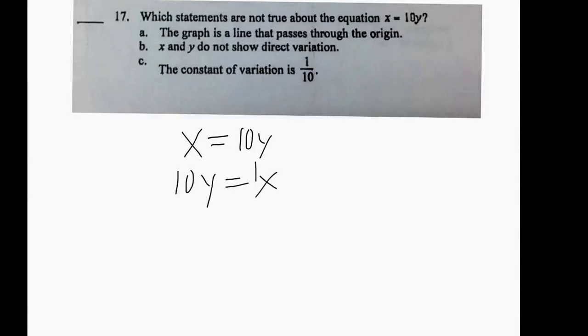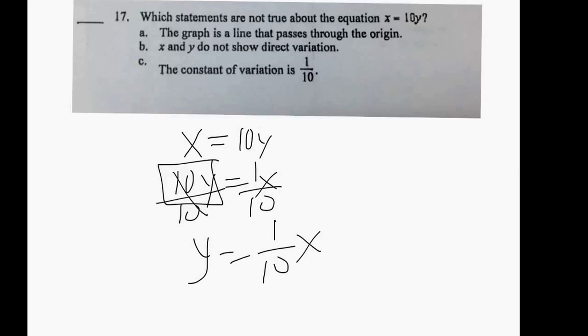So which statements are not true about the equation x equals 10y? The graph is a line that passes through the origin. X and y do not show direct variation. The constant of variation is 1/10. So I got to get this thing solved for y. So x equals 10y. I think flip-flopping those would be a good start. 10y equals x. Put a 1 by here. I'm solving for this, so I divide both sides by 10. And y equals 1/10 x. So you could type this in your calculator and see if it crosses through the origin. The other thing to look at is because there's nothing on the end, that means the b is 0, so it does go through the origin.